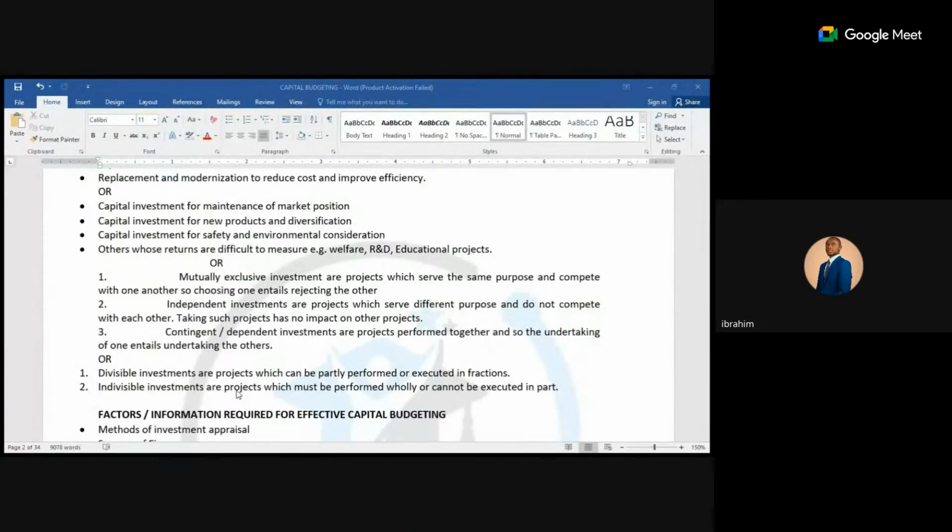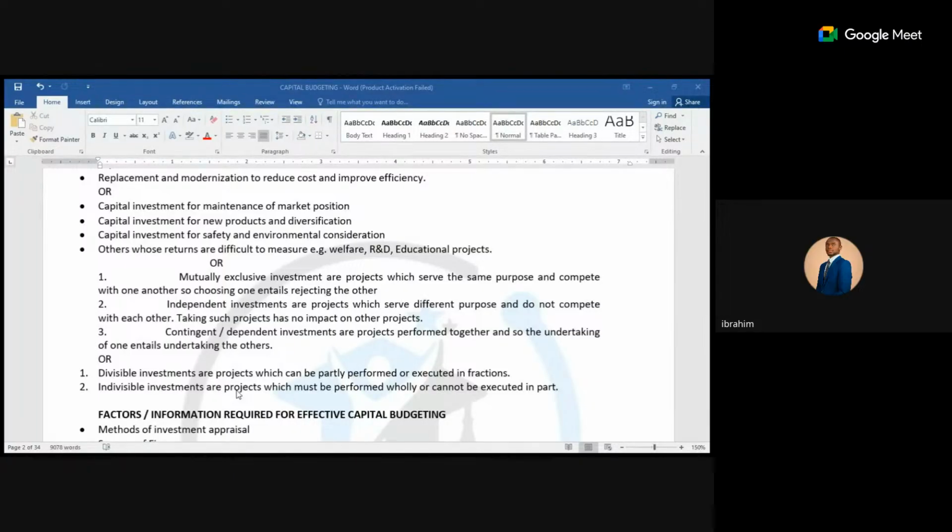Another thing here is independent investment. You can make a capital investment decision based on independent projects that do not compete with each other. It is independent, it stands on its own. You cannot undertake that project in part. It is stand alone, right? It has no impact on other what? Projects. That is independent.